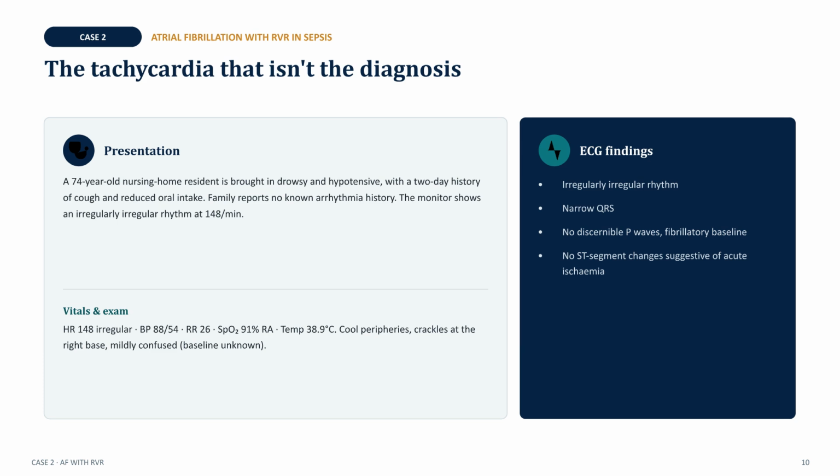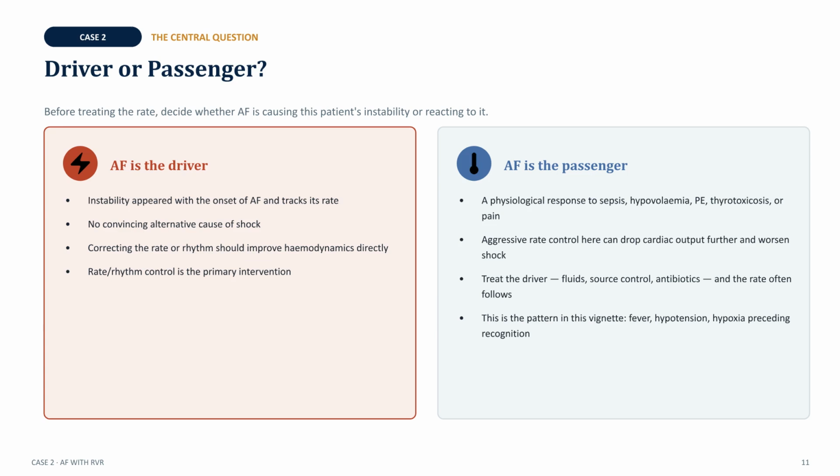In case 2, a 74-year-old presents with sepsis and atrial fibrillation with rapid ventricular response. It is essential to determine if the arrhythmia is the primary driver of instability or merely a passenger to the underlying sepsis. If the AF is a passenger to severe sepsis, aggressive rate control might actually worsen the patient's hemodynamics. Prioritize treating the driver, such as managing infection and fluid status, before focusing on the heart rate.